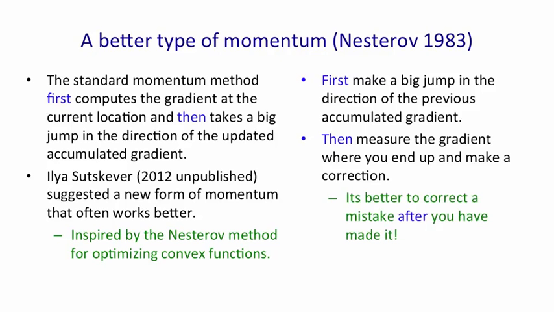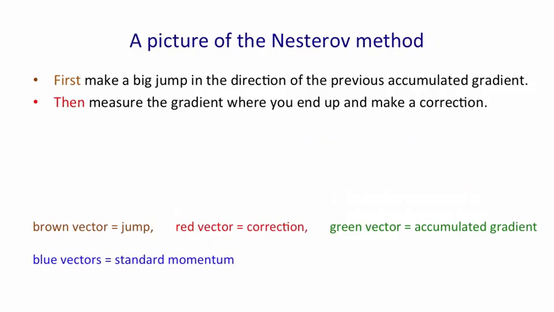One way of thinking about what's going on is, in the standard momentum method, you add in the current gradient, and then you gamble on this big jump. In the Nesterov method, you use your previous accumulated gradient, you make the big jump, and then you correct yourself at the place you've got to. So here's the picture, when we first make the jump and then make a correction.